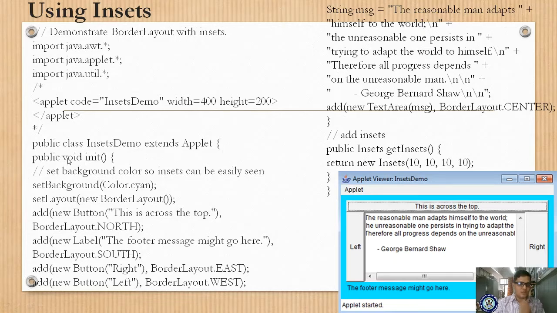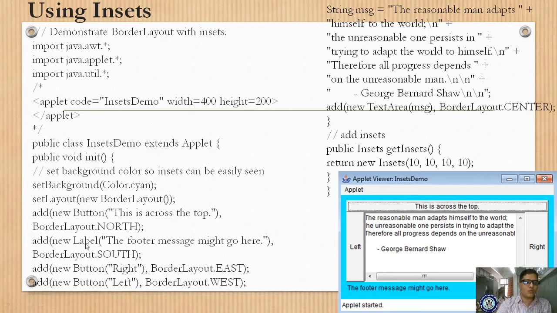In the last class we learned about this sample program. We are writing the same program and modifying it. First we are using the init method, which is a built-in method. In the init method you set the background color by using the setBackground method. With setLayout you are taking a new BorderLayout, so you are using the border layout manager. Now you add a button with the text This is across the top, and specify its position as BorderLayout.NORTH.